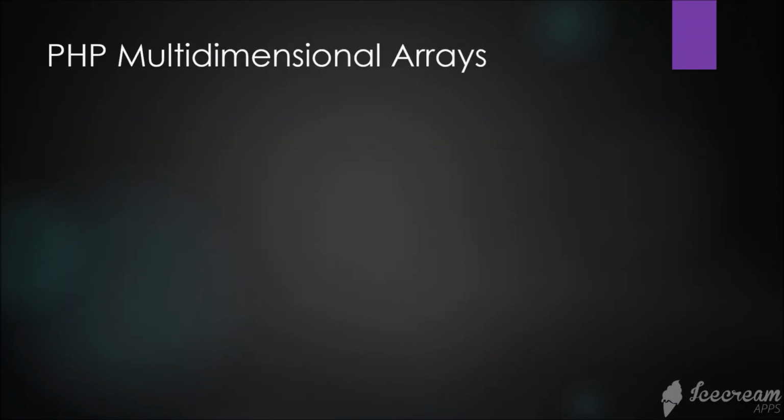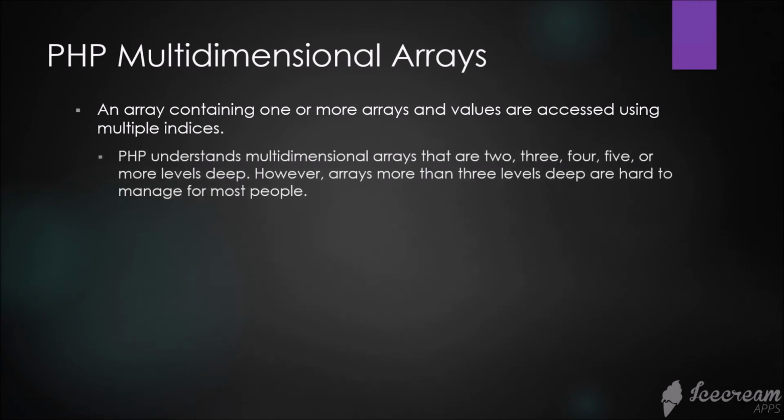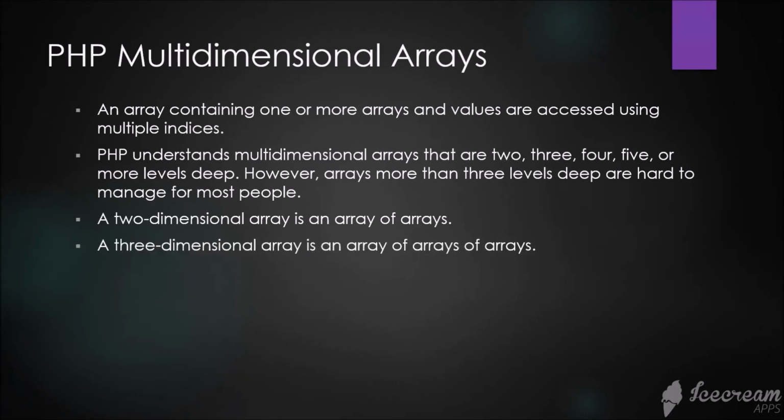Okay, so this will be our last array. PHP Multidimensional Arrays. An array containing one or more arrays and values are accessed using multiple indices. PHP understands multidimensional arrays that are 2, 3, 4, 5, or more levels deep. However, arrays more than 3 levels deep are hard to manage for most people. So, a 2-dimensional array is an array of arrays. Then, a 3-dimensional array is an array of arrays of arrays. Okay?